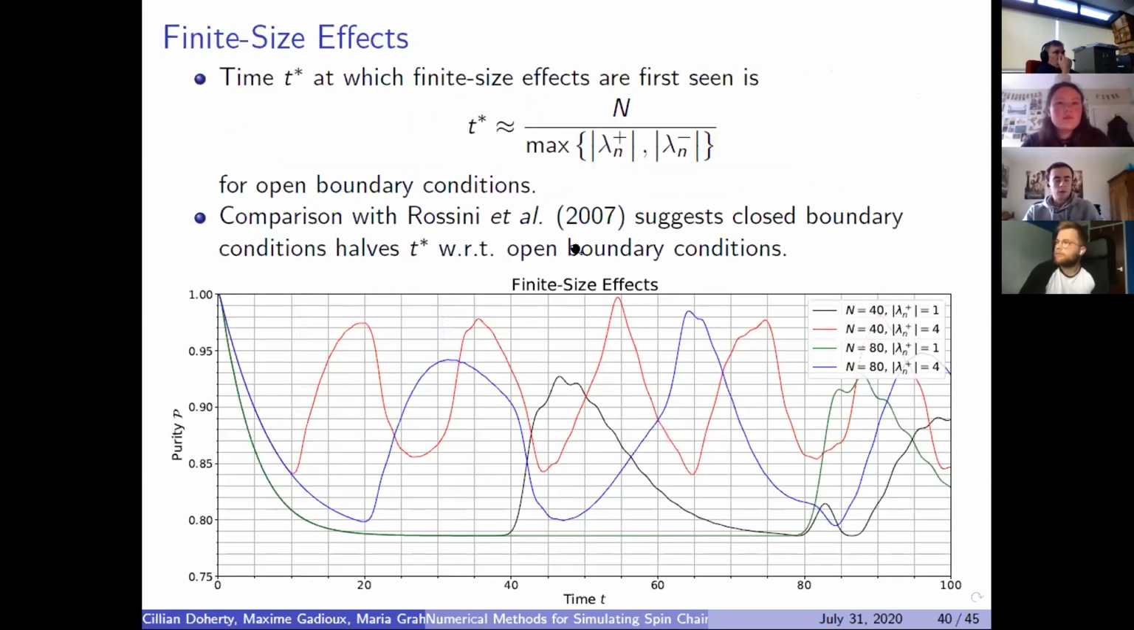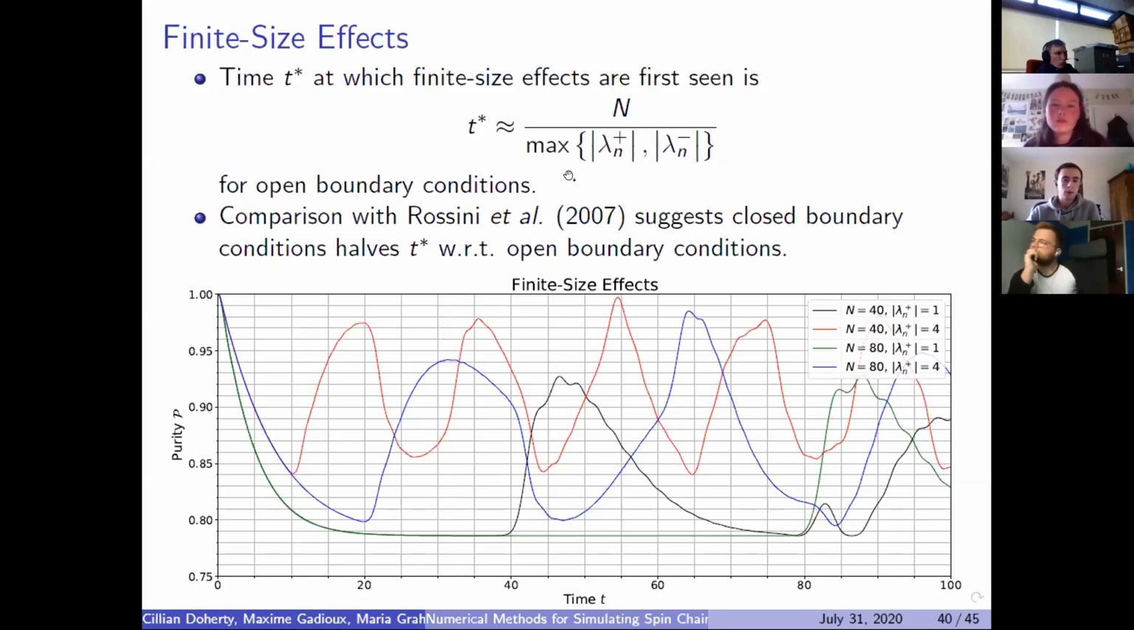Okay, so finite size effects. We saw finite size effects in a few graphs, as I mentioned. From our tests, I think we can safely conclude that the time at which finite size effects are first seen, T star, is approximately given by n over the maximum of lambda n plus and lambda n minus, or their magnitudes. Note that we didn't do individual adjustments of these, so for all n not equal to 1, these were the same value, and similar for this.